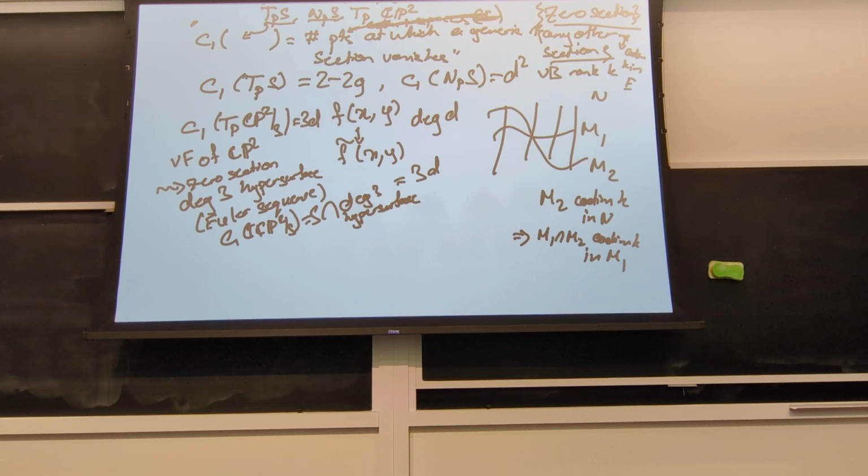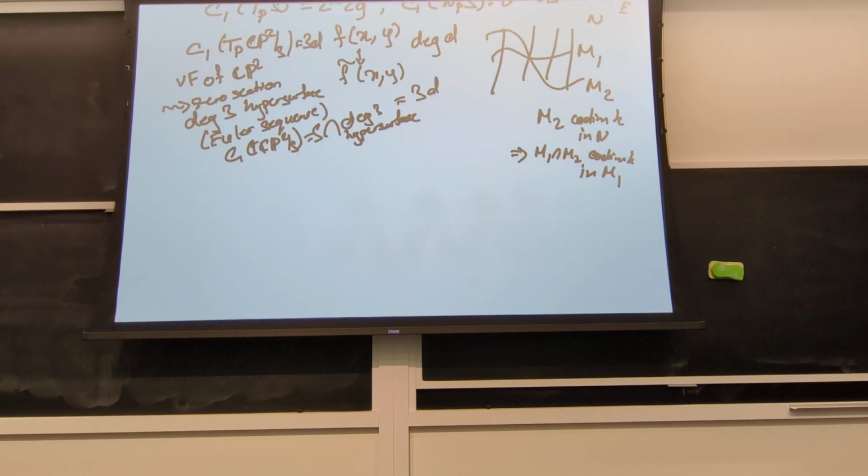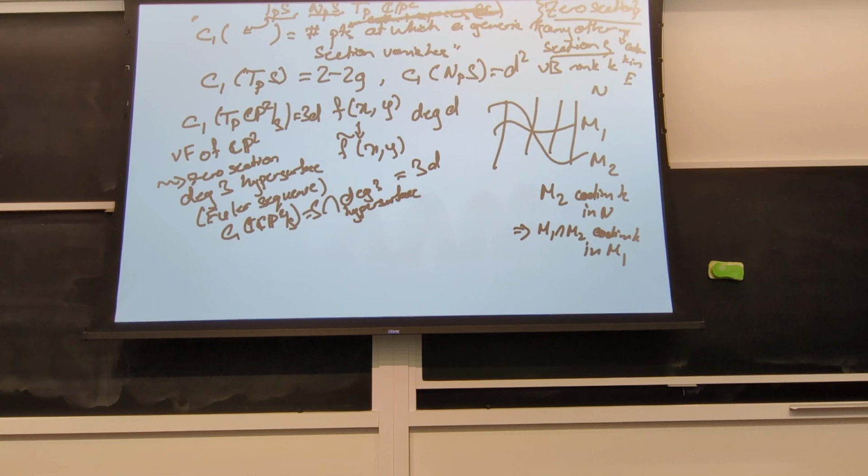So it turns out that it looks like a torus. Oh, by zero section you mean the vanishing locus? Vanishing locus, yeah. Sorry, I shouldn't have said zero. The zero locus of the section.